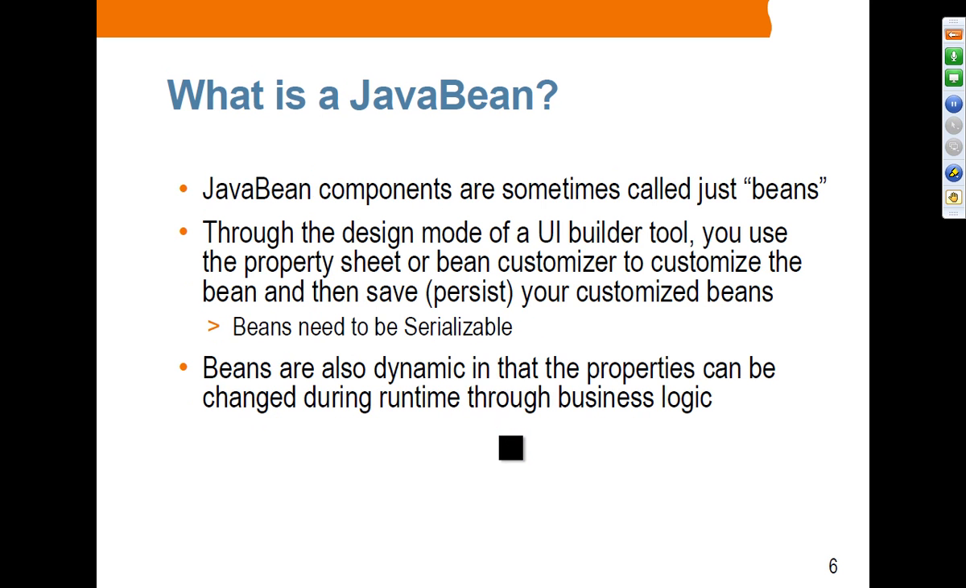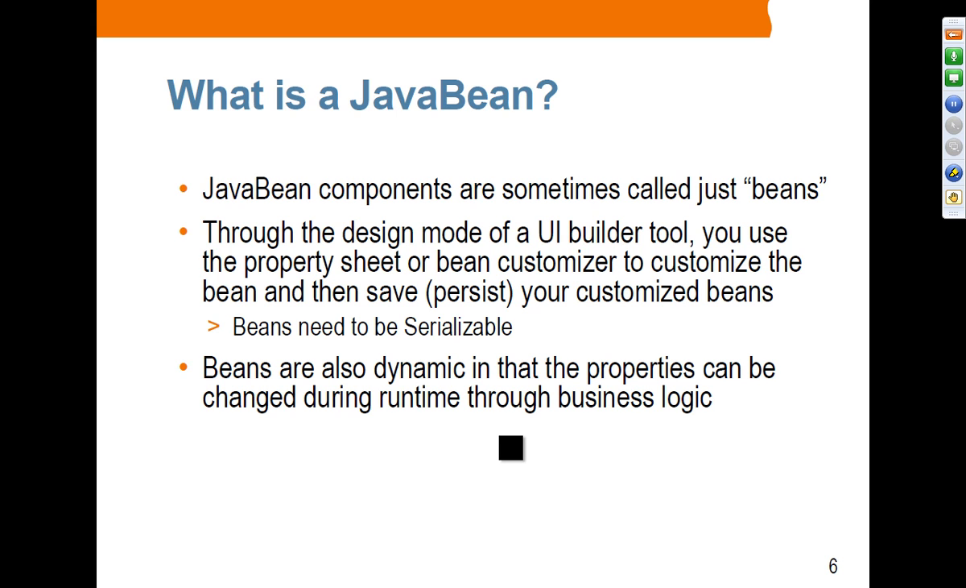So this is a continuation of understanding what a JavaBean is. JavaBean components are sometimes called beans. So when you say beans, that means JavaBean. You can use the UI Builder tool, which has a design mode. In design mode, you can drag and drop the UI components, and you can also see the source mode. Basically, when you drag and drop a UI component, it actually generates the source code underneath. But in design mode, you can see the visual aspects of those components.